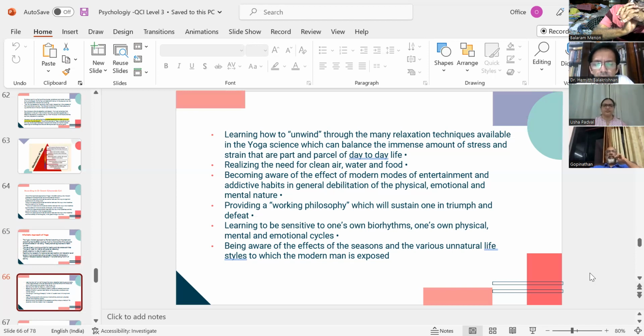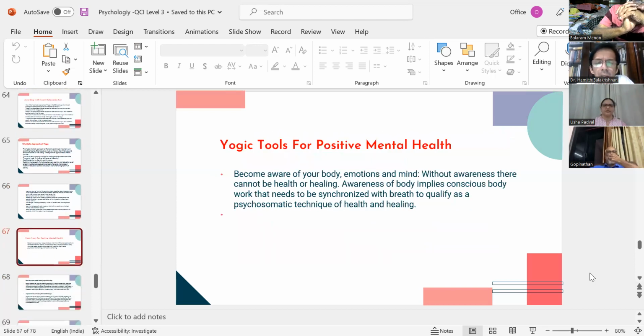Being aware of the effects of the season and the various unnatural lifestyles to which modern man is exposed. Yogic tools for positive mental health. Become aware of your body, emotions, and mind, which we are doing continuously in the practice. Without awareness, there cannot be health or healing. Awareness of the body implies conscious body work that needs to be synchronized with breath to qualify as a psychosomatic technique of healing and health. It is nothing but practice with awareness.